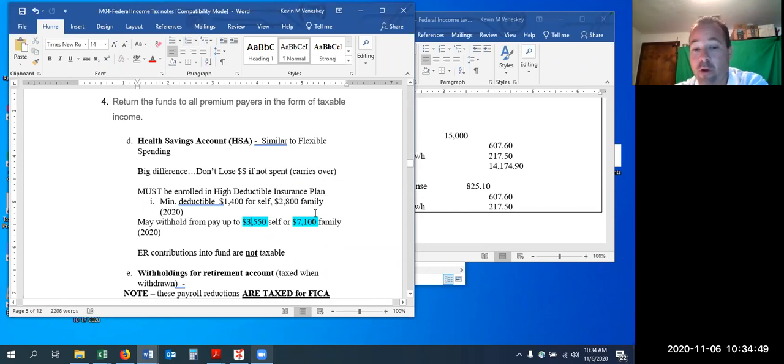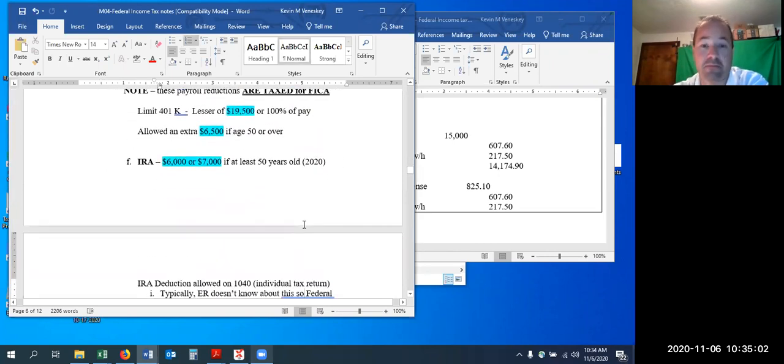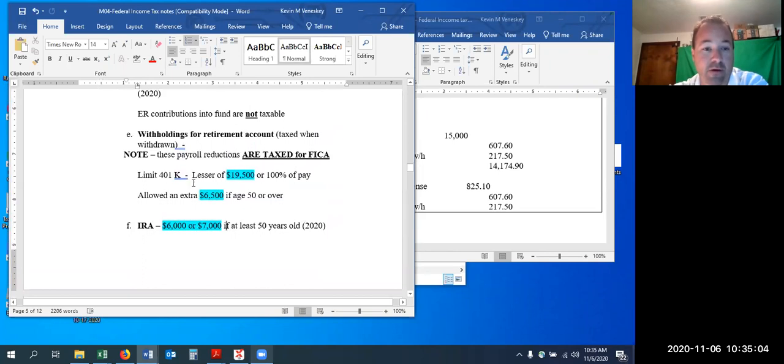And then you can put away quite a bit of money, up to $7,100 if you think you're going to have quite a bit of medical bills. And that is dollar for dollar. You don't have to pay any tax on that. If the employer puts money in, great. Good to know that, or good to have that too.